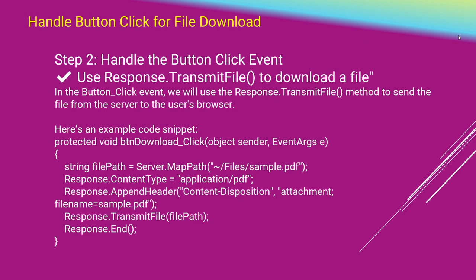Next, we need to write the logic to handle the button click. In the button click event, we will use the Response.TransmitFile method to send the file from the server to the user's browser, as in the example. In this code, we are specifying the path to the file and setting the content type to PDF. The content disposition header tells the browser that it is an attachment and should be downloaded.